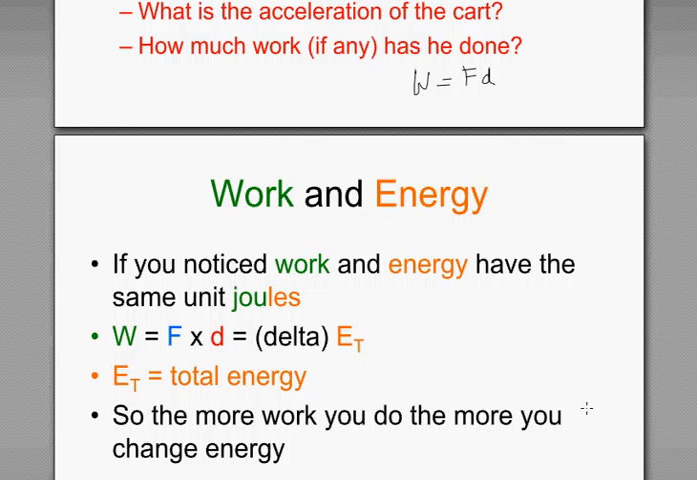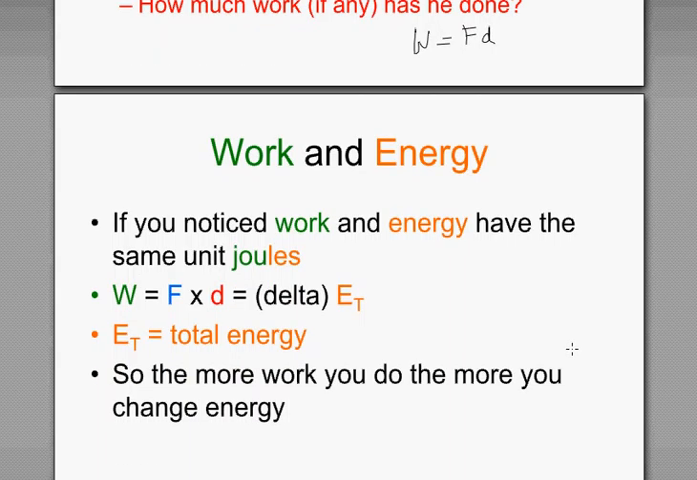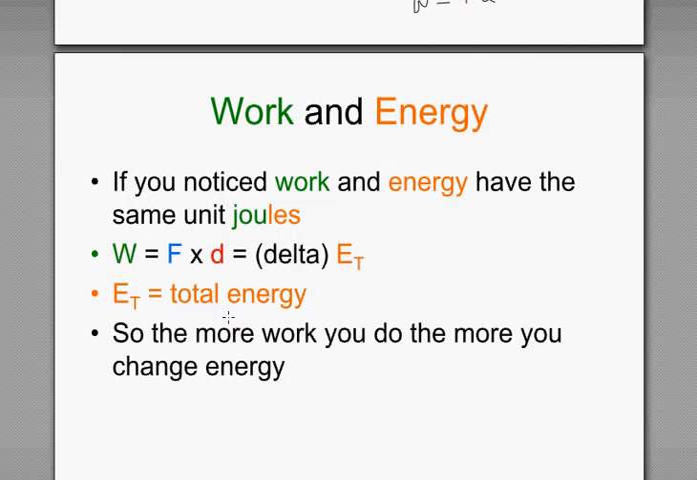Now, work and energy. If you've noticed, work and energy have the same units, joules. And now we have work equals force times distance, or displacement. I keep saying distance, I'm sorry. And it equals delta ET, the change in energy. Now, ET is our total energy, or I also talked about it yesterday. I'm actually kidding you a little bit. It's not quite total energy. It's more specifically mechanical energy. So the more work you do, the more you change energy.